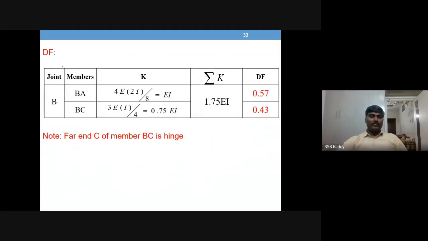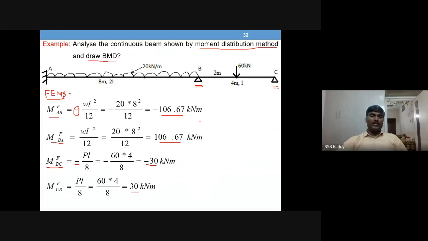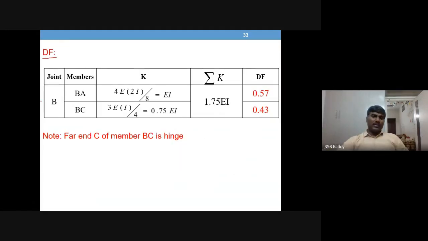Now coming to the distribution factor table, this is where changes will happen. Till now there is no change. Fixed end moments are the same as the earlier case. Now we have only one joint, joint B. There are two members joining at joint B, AB and BC. So I write B as the joint name. Prepare this table: joint, members, K, sigma K, and distribution factor.